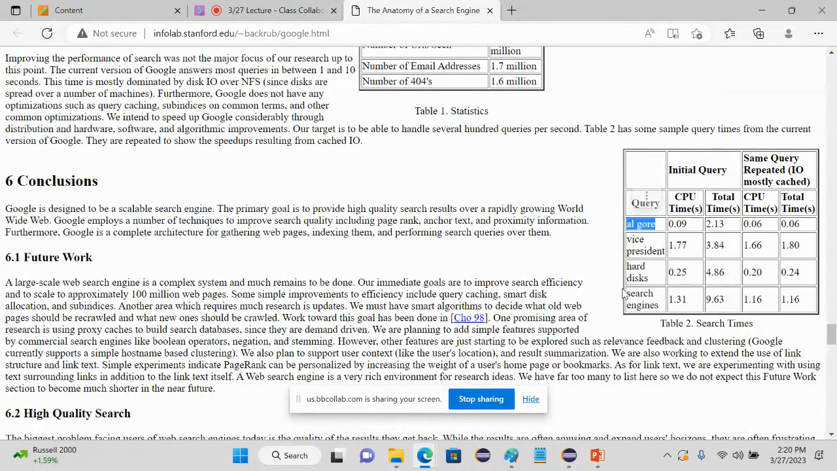So Al Gore, he was vice president for a big chunk of the 90s, but his name doesn't appear on that many pages. Because vice presidents, when they're actually vice president, tend to be forgotten, right? It's kind of like, who is that guy? Or who is that woman these days? But anyway, it didn't take that long to run through the query and deliver the search results, right? Because there weren't that many pages. And when it was cached, it went down to a super fast time.